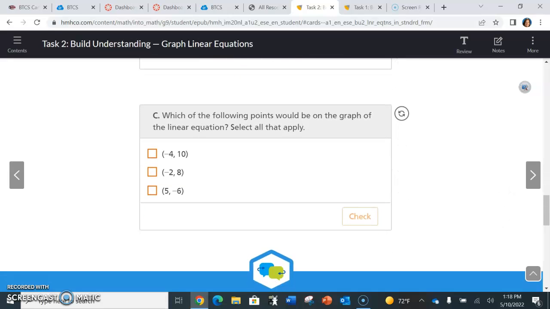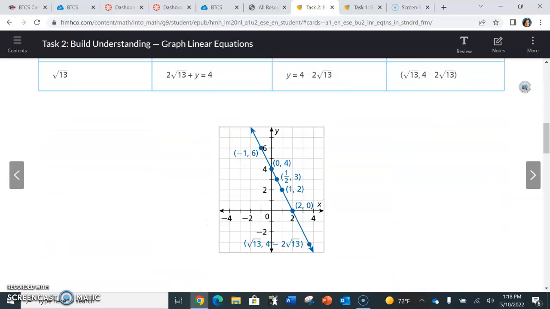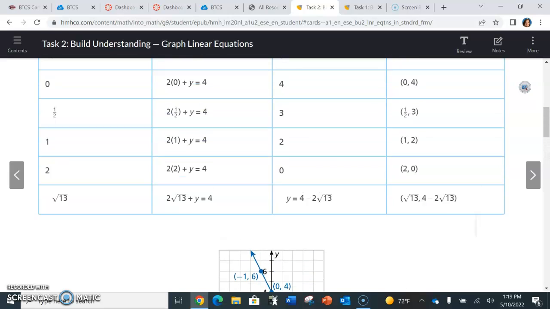All right, it says which of the following points would be on the graph of the linear equation? Select all that apply. So we can look at the graph to do this, or we can plug in the points to do this. So let's plug in -4, 10 first. If we go to -4, here's -4, 6, 8, 10. So we can see that it's not on the line. So we can know that that's not going to be a point on the graph.